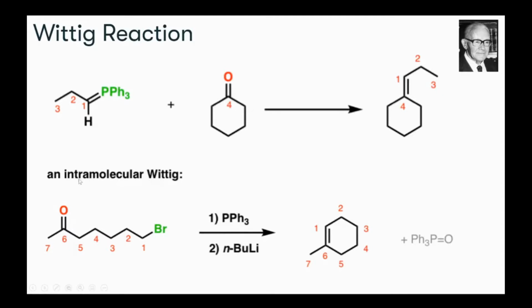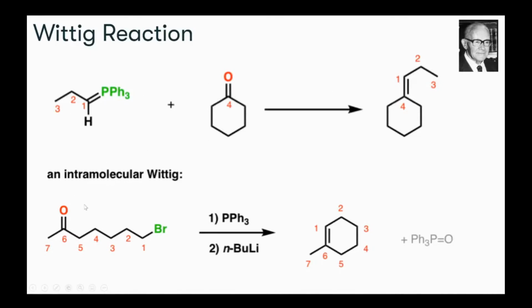And this is a very interesting example, an intramolecular Wittig reaction. So you have a chain of carbons based on 7 carbons, and you have an alkyl halide and a ketone in the same compound. All right, previously what you see is that you generate ylide from alkyl halides, and then you react ylide with ketones to give you the alkenes.